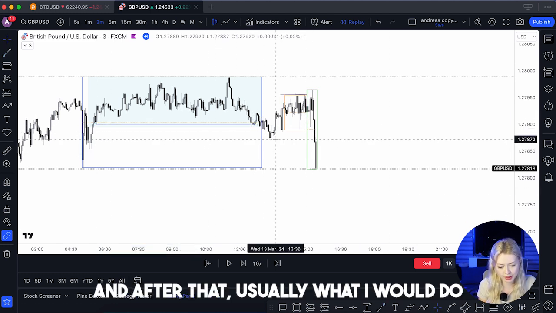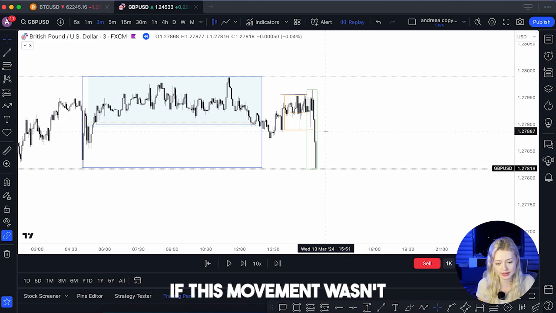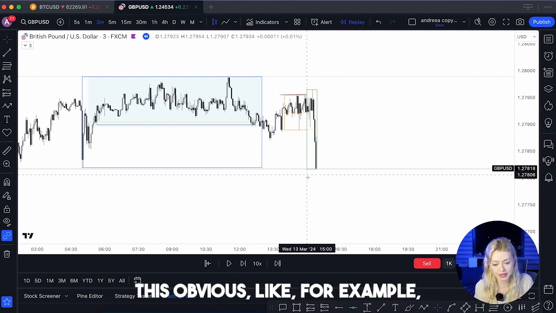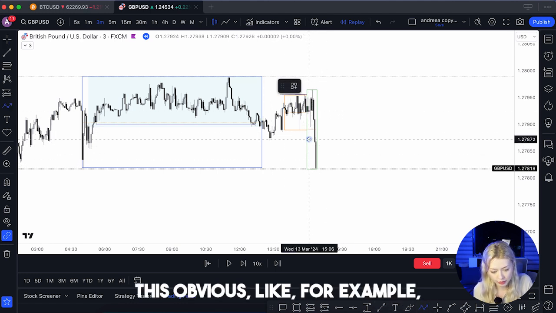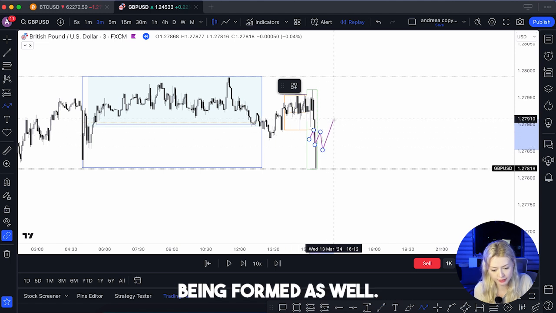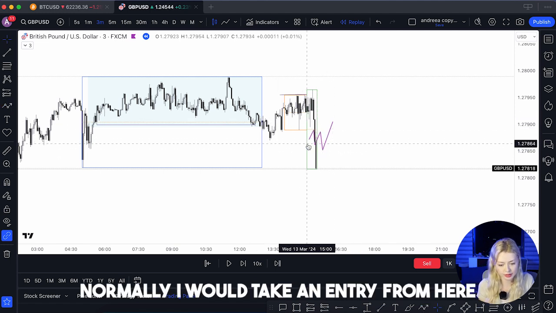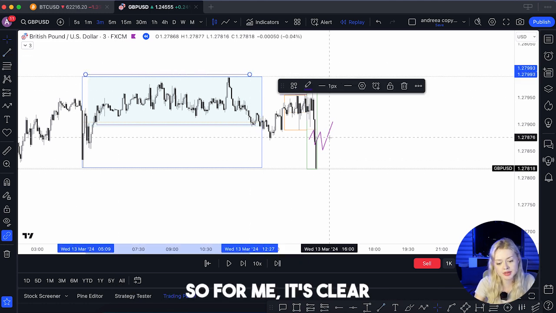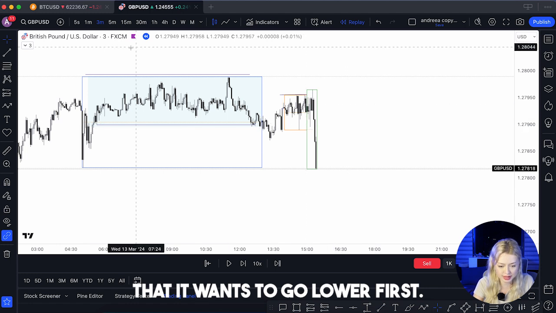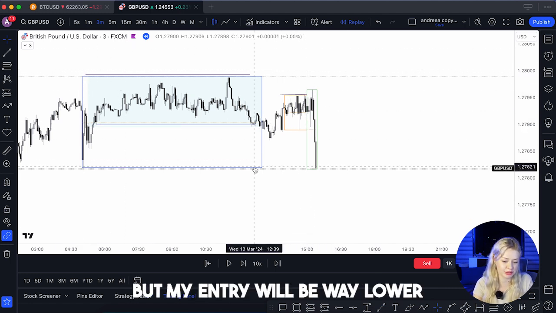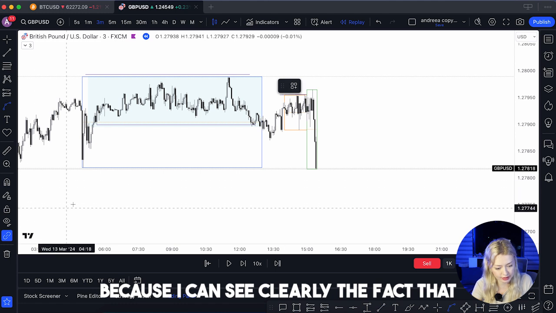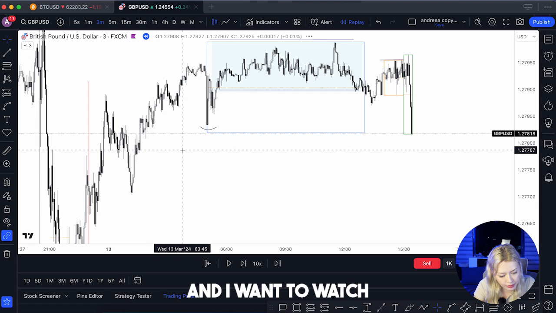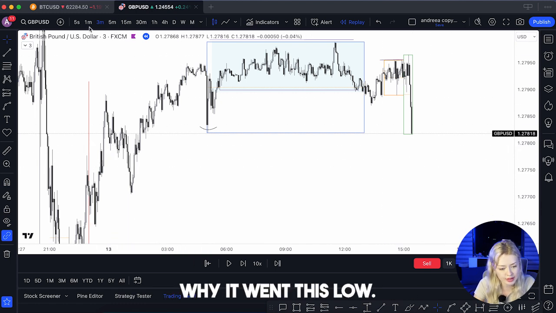And after that, usually what I would do, if this movement wasn't as hard as this one, if the price didn't push this bearish movement this obvious, like for example, we will see some bullish candles being formed as well, normally I would take an entry from here because I expect the price to take the buy side liquidity as well. But it didn't happen, so for me it's clear that it wants to go lower first. I still target this liquidity, but my entry will be way lower because I can see clearly the fact that this is the swing low that is going to be taken, and I want to watch what's happening on the left, why it went this low.